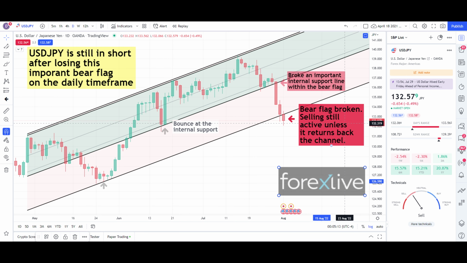Hello, this is a quick update for the Japanese yen, USDJPY, so US dollar versus Japanese yen. And the intention here is to show a very simple and effective way to look at technical analysis. First, we are looking at the daily time frame. Make sure you're on log on your charting platform. This is TradingView. And we have a bear channel.